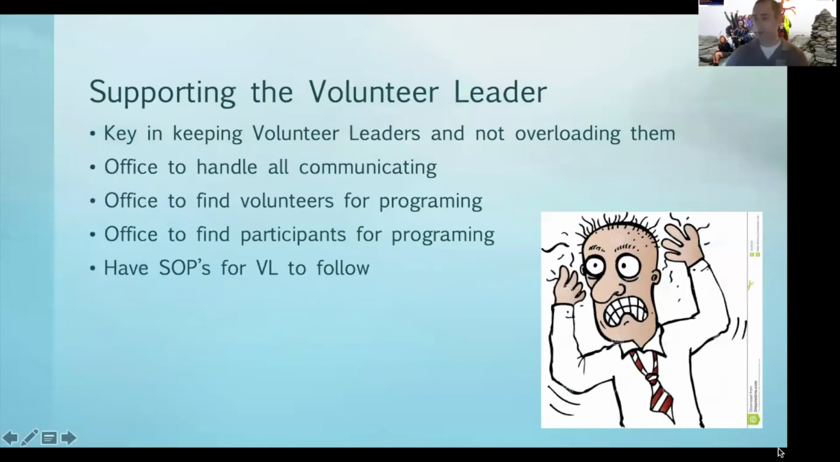Supporting the volunteer leader, like I said, was super key for us. We don't want to end up like this poor guy in the picture here, all frazzled. So we decided that our office would continue to handle all of the behind the scenes work. This was the way we had been operating. So the office would find the volunteers to be there, they would find the participants, and they would develop SOPs for our volunteer leaders to follow.